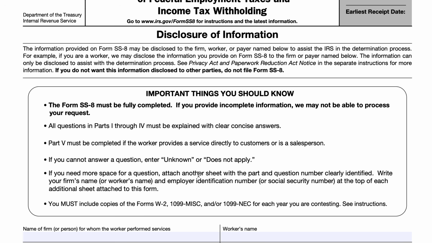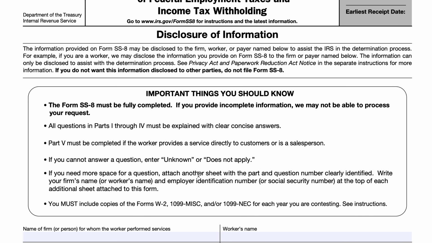Parts 1 through 4 must be explained with clear and concise answers. You don't have to complete Part 5 unless you provide a service directly to customers or unless you're a salesperson. If you can't answer a question, you can enter unknown or does not apply.